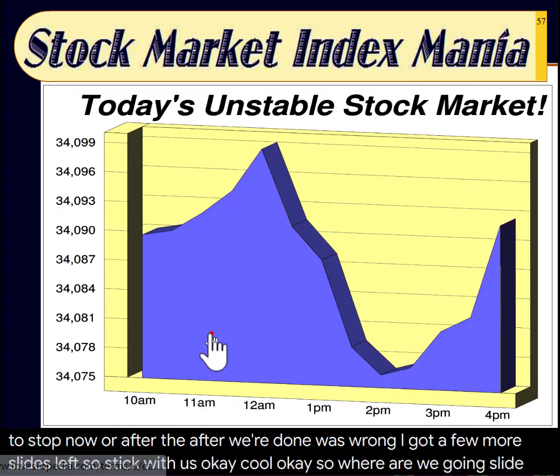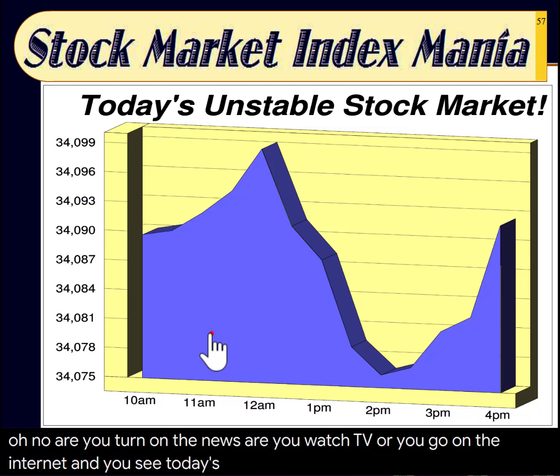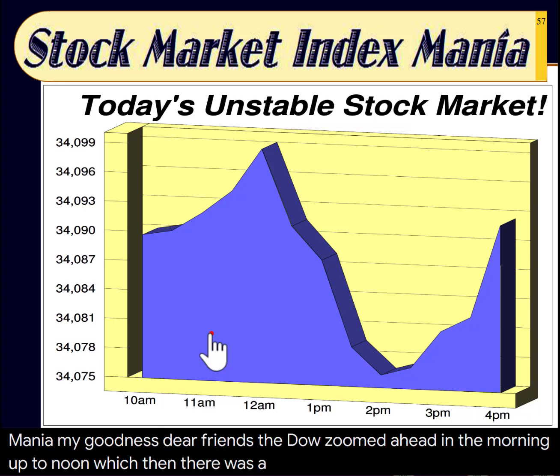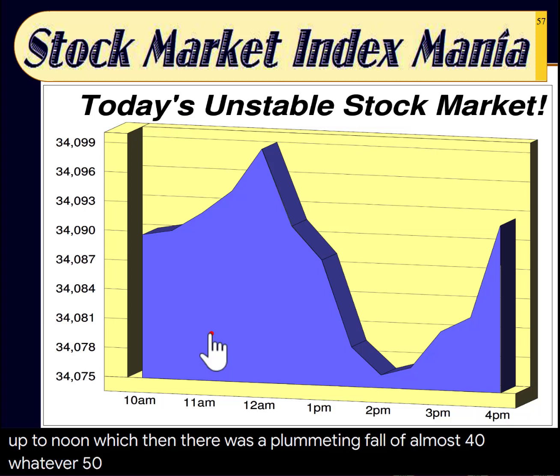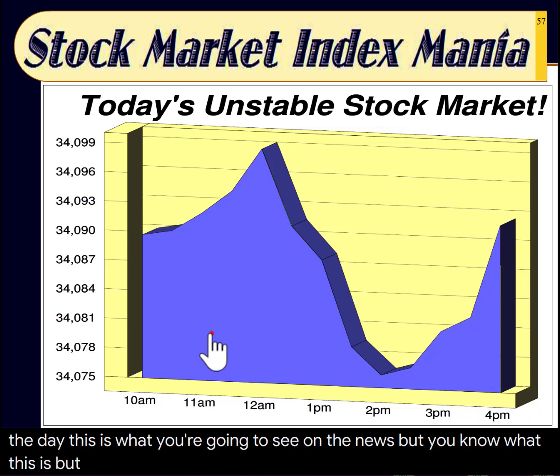Slide 57. Oh no! Or you turn on the news, or you watch TV, or you go on the internet and you see today's unstable stock market index mania. My goodness, dear friends, the Dow zoomed ahead in the morning up to noon, in which then there was a plummeting fall of almost 23 points, and then it came back and ended pretty much where it started at the beginning of the day. This is what you're going to see on the news. But you know what? This is bogus.